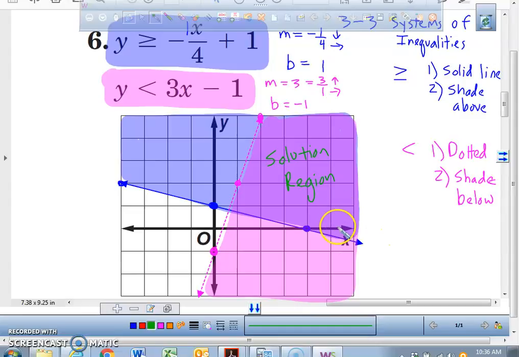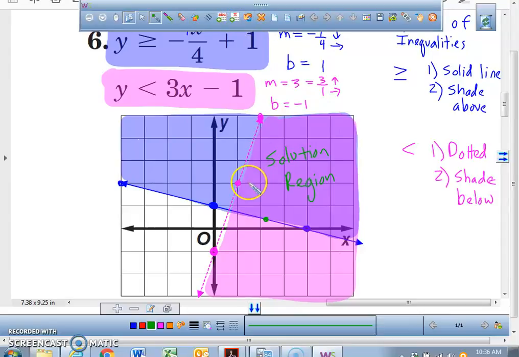Now, here's what you need to understand also. Is this point right here on this line considered to be a solution? Yes, because it's included in the line. But if I said, is this point right here a part of the solution, your answer would be no, because it's dashed, it's dotted. It doesn't include that point.